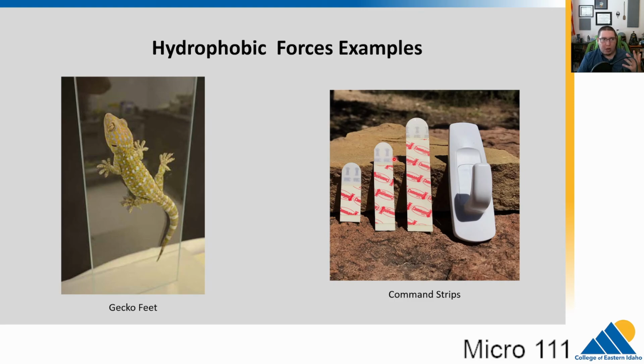So those are our four types of bonds, right? We have covalent, those are the strongest. Then we have ionic, those are strong. Then we have hydrogen bonds, those are weak, but when we have lots of them, they're strong. Finally, we have hydrophobic forces, which we're not going to talk too much about.